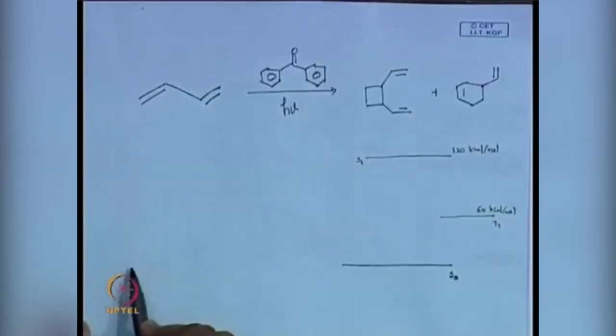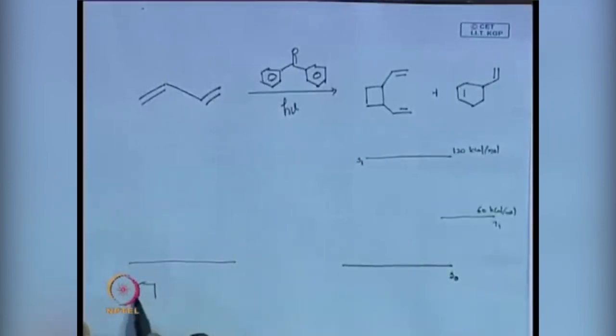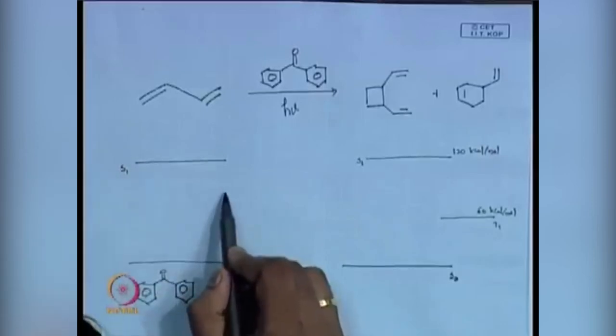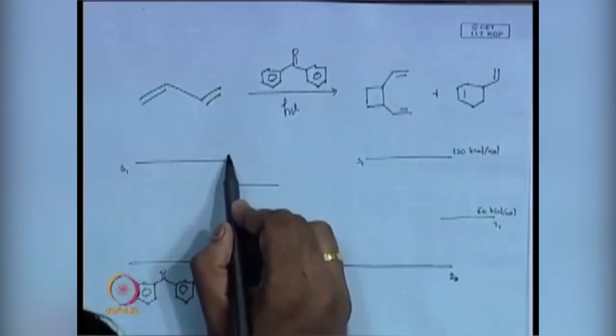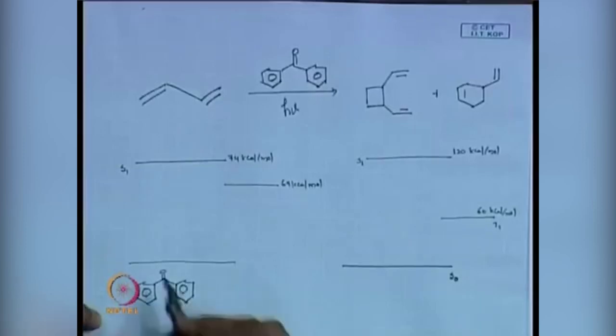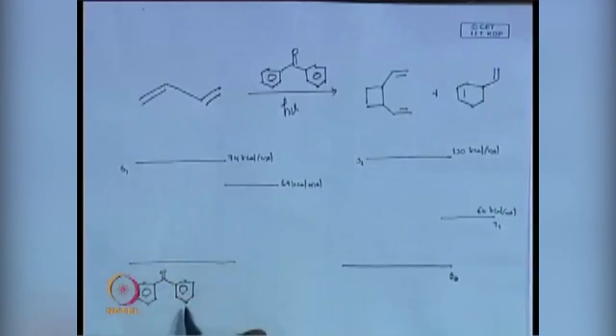Now I know my benzophenone energy. This is around 74 kilocalories per mole, and 69 kilocalories per mole. So what I am going to do now is I have butadiene as well as benzophenone, and you know benzophenone absorbs light greater than 310 nanometer, and the diene system has absorption around 190 to 210. So I can use a filter where only light greater than 310 nanometer comes through, and then I can shine light only on my benzophenone.